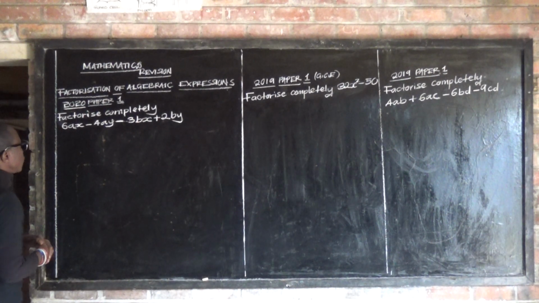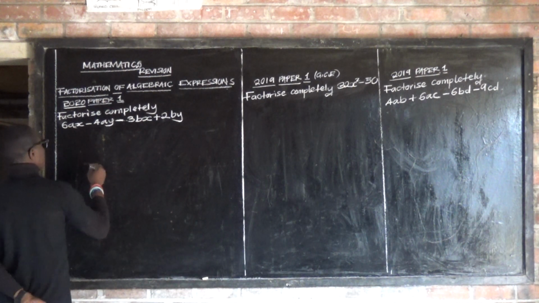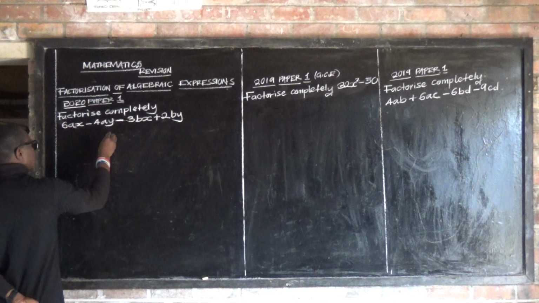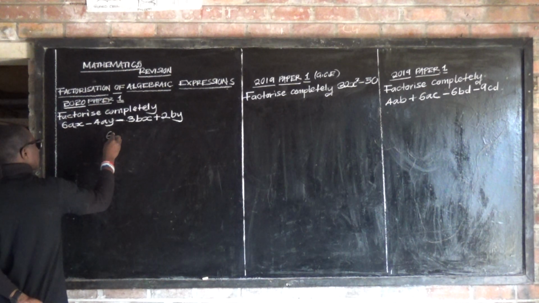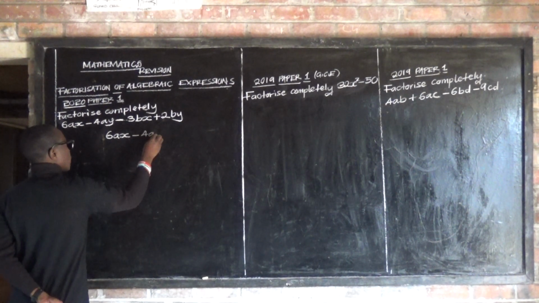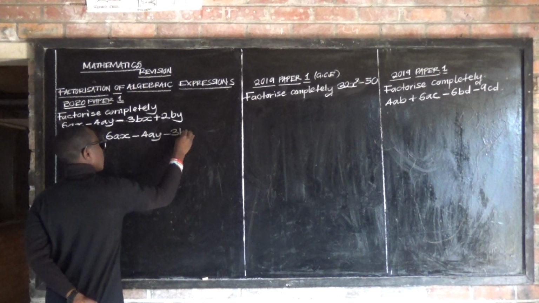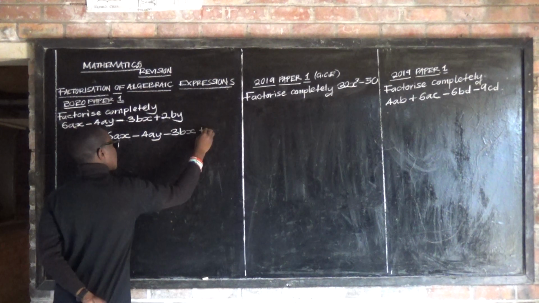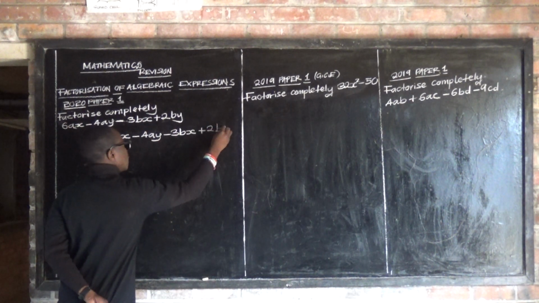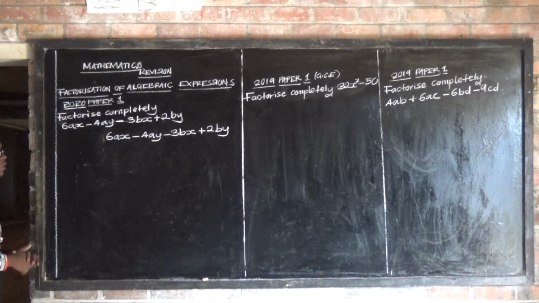So now let us look at 2020 paper 1. This is school certificate, not GCE. It's saying factorize completely. We have 6ax minus 4ay minus 3bx plus 2by. Okay, so in this case, how are we going to factorize this one?